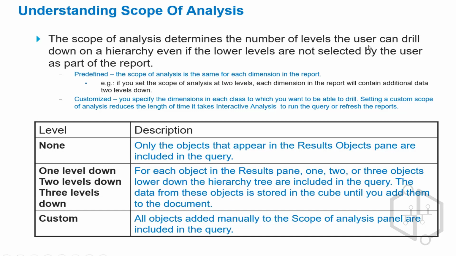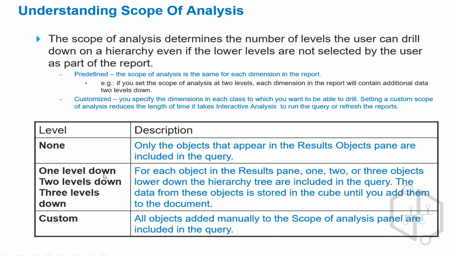Scope of analysis levels: if you see here, this is the level and the description. If we put the level as none, only the objects that appear in the result objects pane are included in the query. So if you put none, and you only have the country object in the result objects, only that will appear. State and city will not appear.